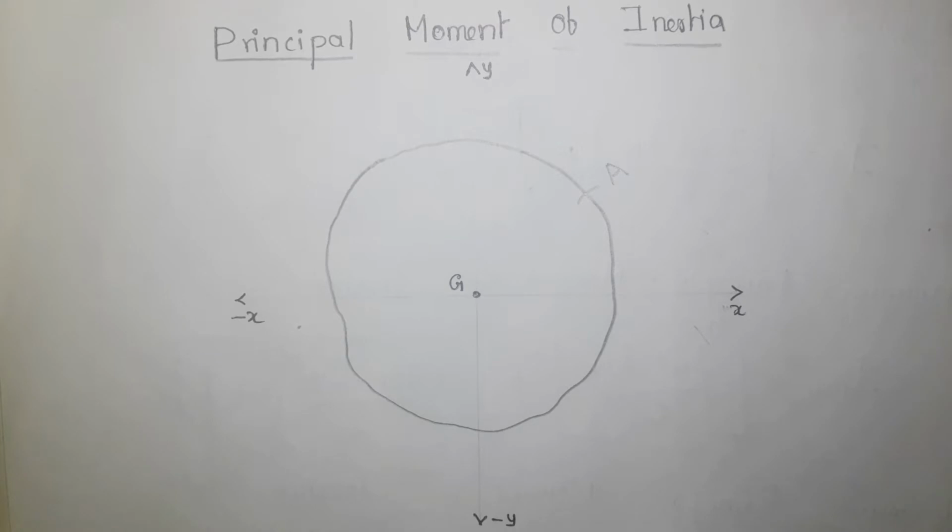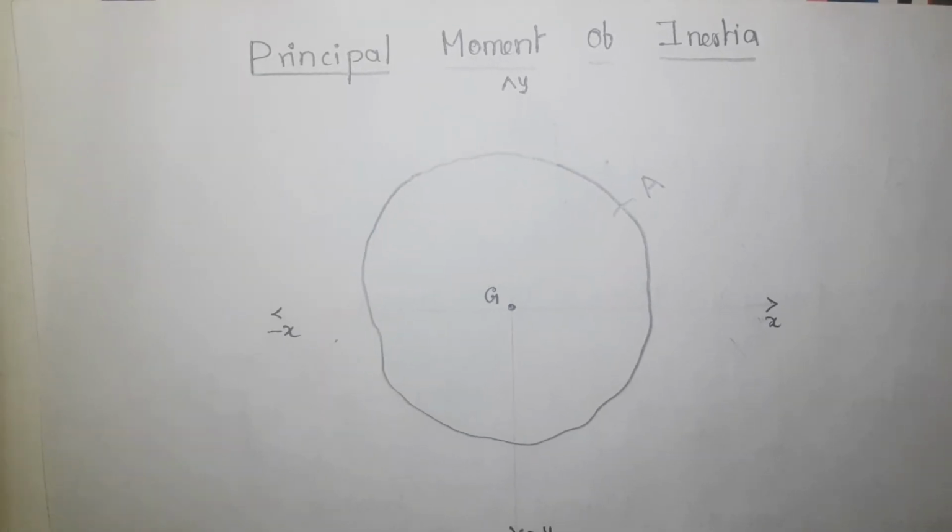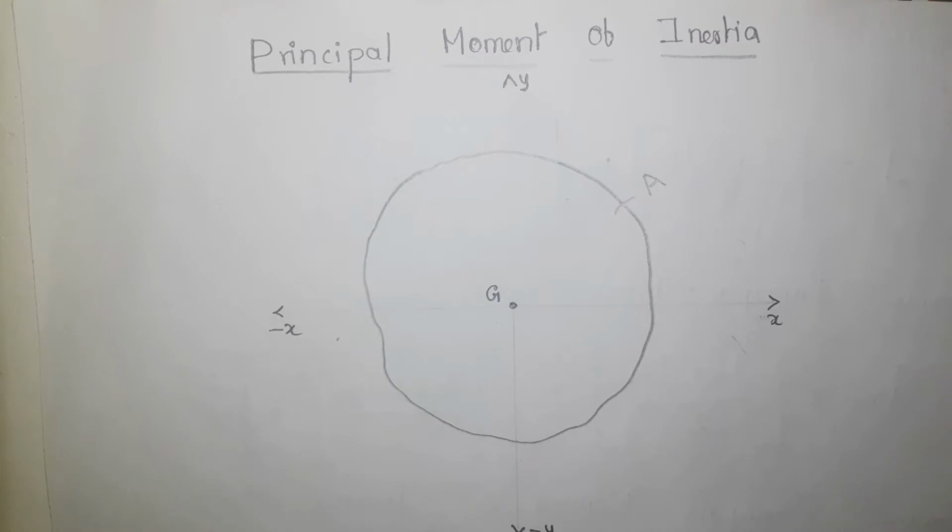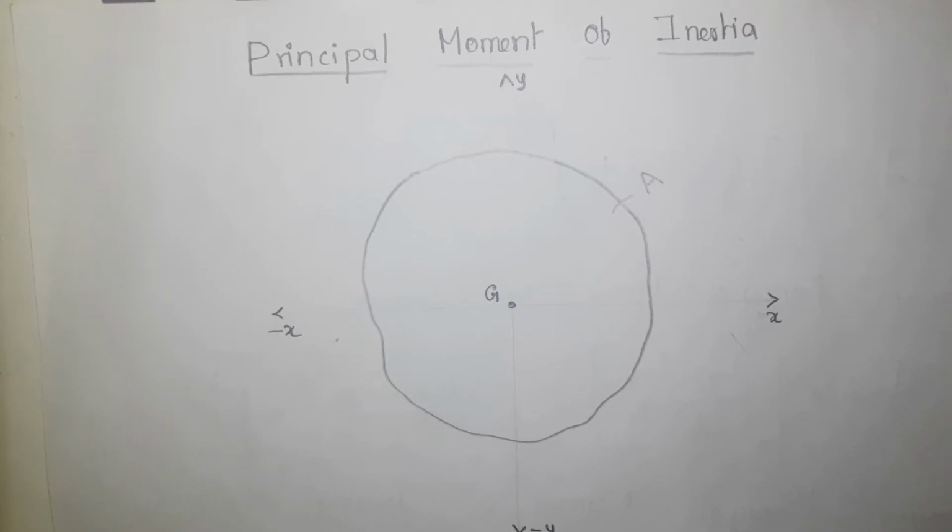In my last video, I discussed the product moment of inertia. I have given the link of that video in the description. Those who have not seen that video, kindly go through that one. Product moment of inertia is nothing but the moment of inertia of an axis inclined at an angle of theta to the reference axis.